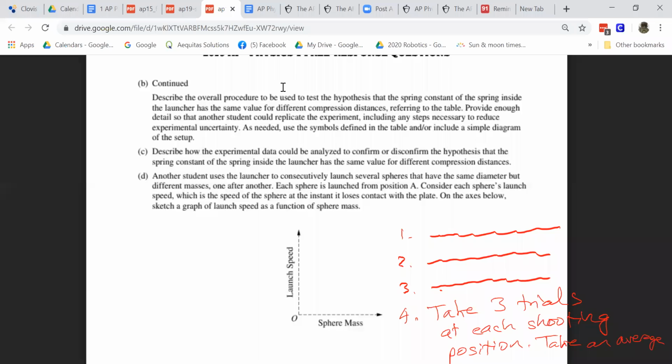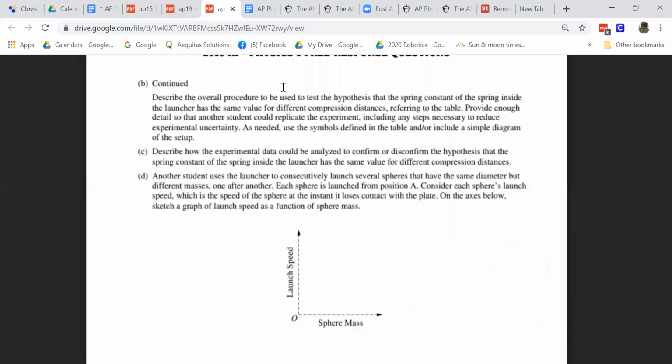Now let's see. It says, describe how the experimental data could be analyzed to confirm or disconfirm the hypothesis that the spring constant of the spring inside the launcher has the same value for different compression distances. Well, I would say, what do we say? K equals mv squared over, was it x squared? Is that right?